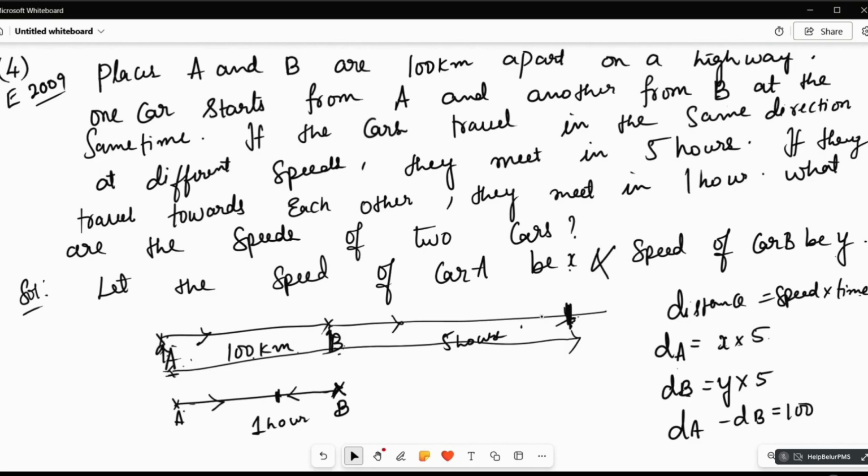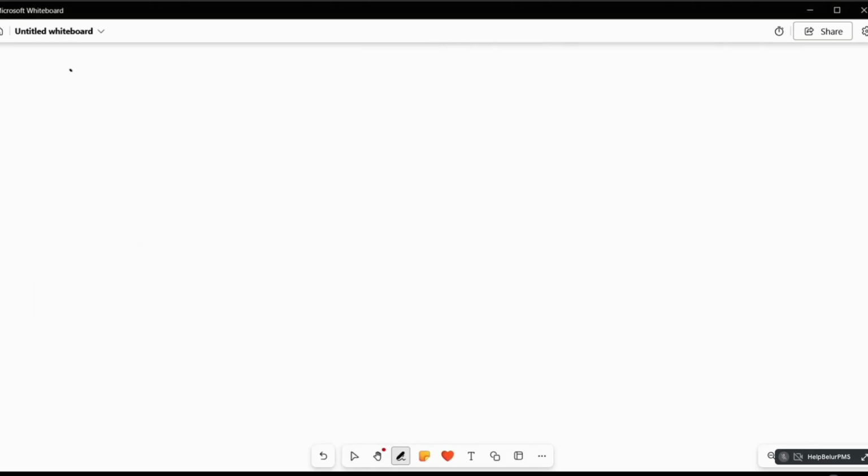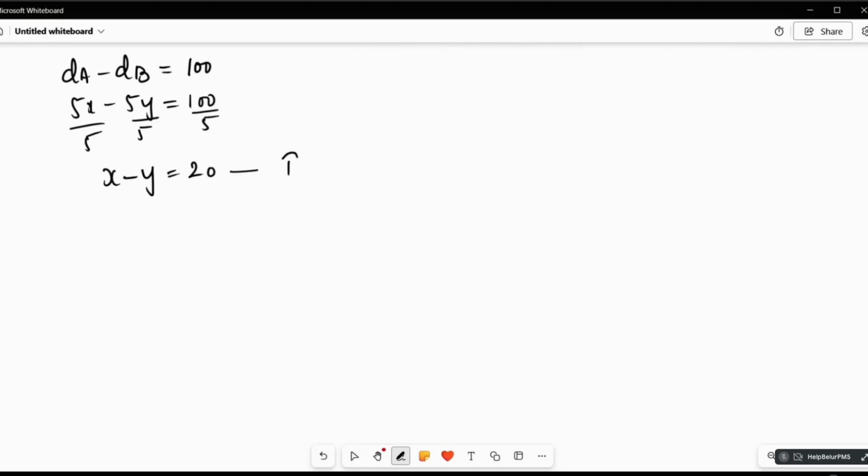First equation, write down this. This is also an exam question, okay? So dA is 5x, dB is 5y, the difference is equal to 100. Divide every element by 5. So what you will get, x minus y is equal to 20. This is the first equation.